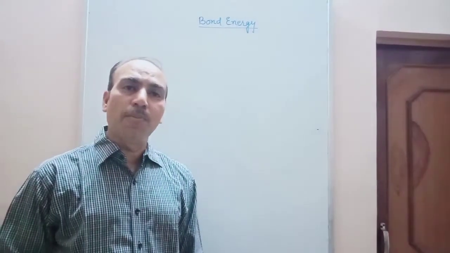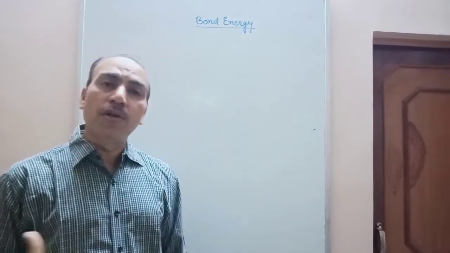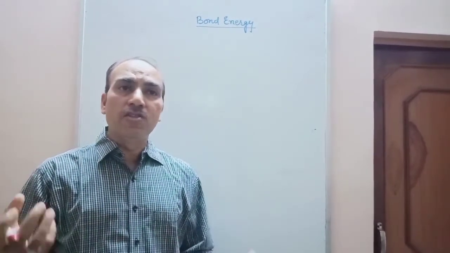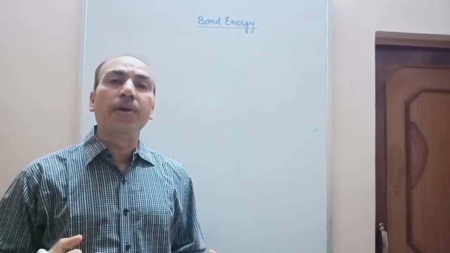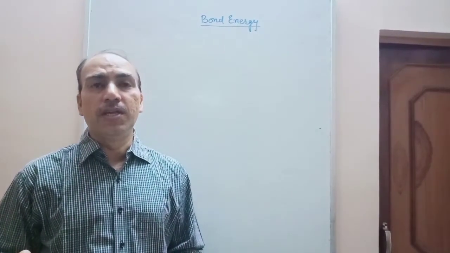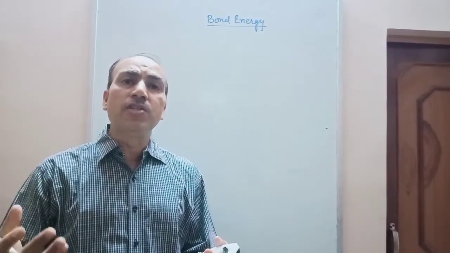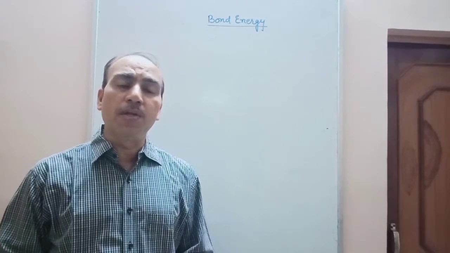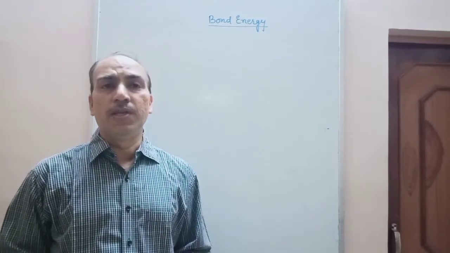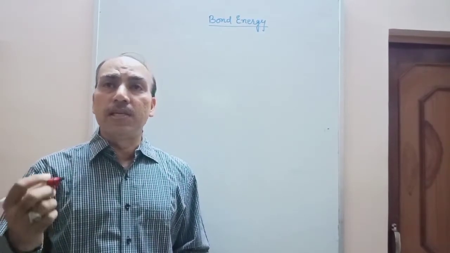Today we will study one of the bond parameters, bond energy. What is bond energy? The energy required to break a particular bond into gaseous atoms is called bond energy. It can also be defined the other way: the amount of energy released when a bond is formed is also called bond energy. Bond energy, as you have seen in the table, is written in the form of E.